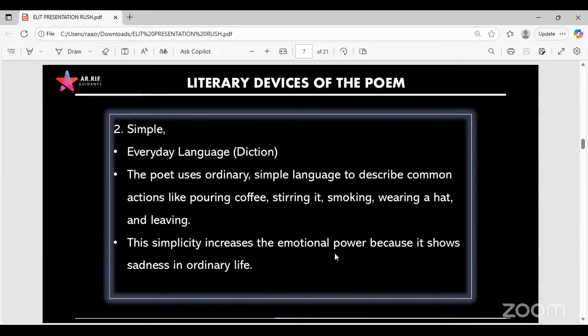Now the second one, simple everyday language, diction. The poet uses ordinary, simple language to describe common actions like pouring coffee, stirring it, smoking, wearing a hat, and leaving. This simplicity increases the emotional power because it shows sadness in ordinary life.